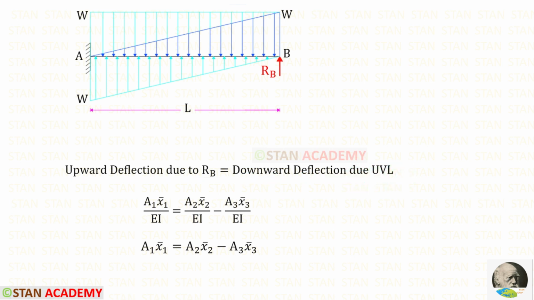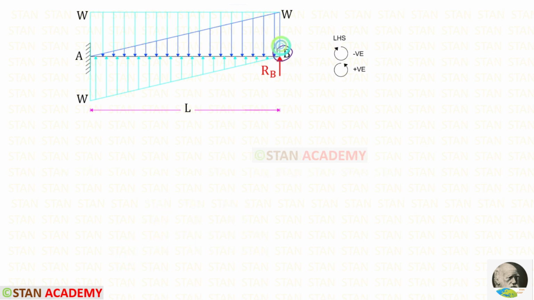To find the upward deflection due to RB, this is the formula, and to find the downward deflection due to the UVL, this is the formula. This is for the uniformly distributed load part, and this is for the uniformly varying load. We know that in this beam EI is constant, so we can eliminate EI and we will get this equation.